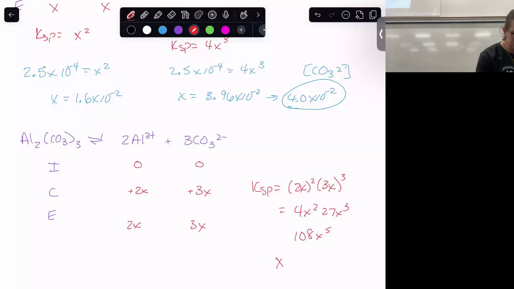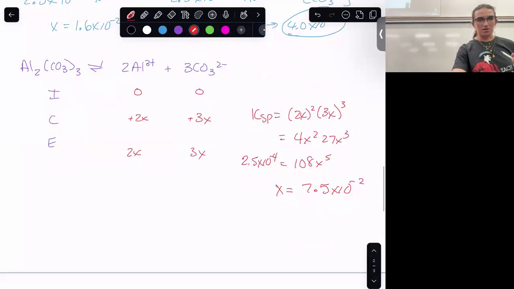Right, so this x is now, if we assumed that KSP was the 2.5 still, KSP is now 7.5 times 10 to negative 2. Right, so that's a completely different solubility in comparison. Okay. So when in doubt, I would say just draw a nice table. Usually you can get to the correct answer if you have that. All right.